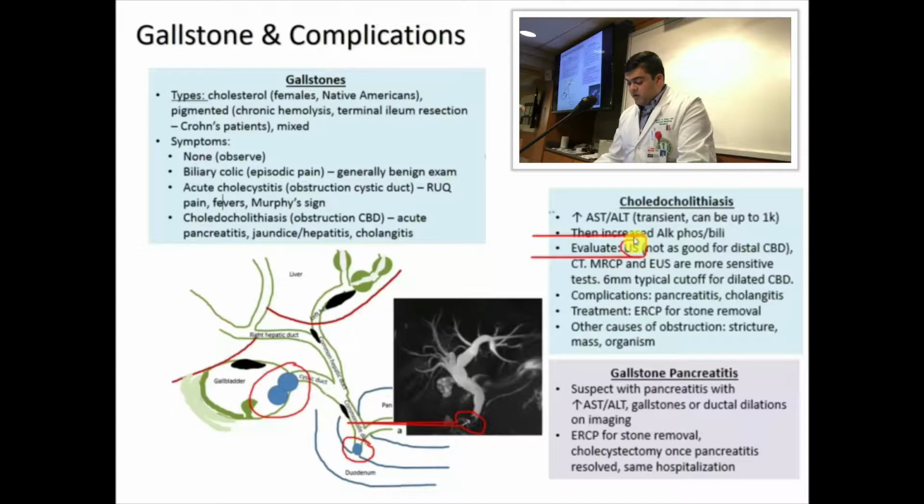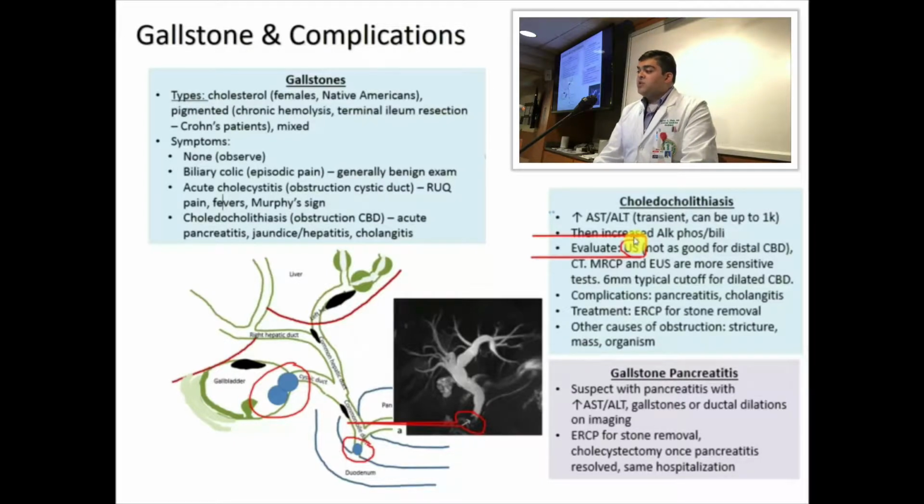So 0 to 4 millimeters of dilation has been shown to have 3.9% with stones, 4.1 to 6, 9.4%, 6.1 to 8, 28%. So if your cutoff is only 8, then you're already missing 28% of stones. That's why it may actually be better to have a lower threshold of 6 millimeters. But once you get 8.1 to 10, and then 10 and above, it's 32 and 50% respectively. So that's on ultrasound, and that's when you see the CBD dilated.